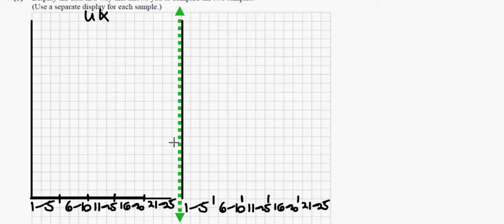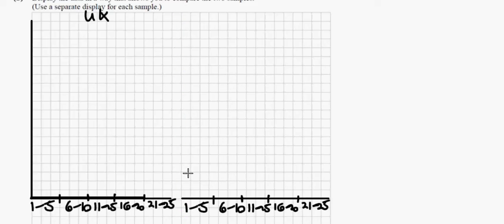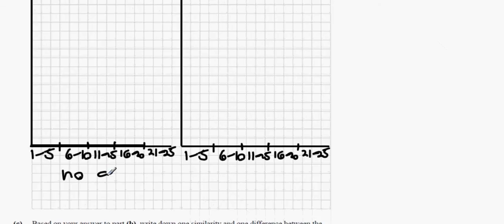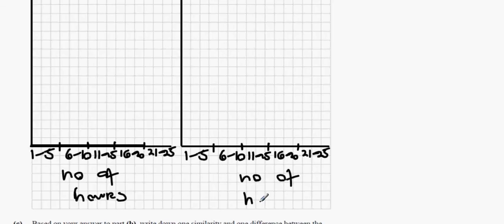So then we go up here. And this one here is going to be UK is the first one, and Ireland is the second one. Okay, and we have to label both axes. So this is number of hours, and this one here is also number of hours.